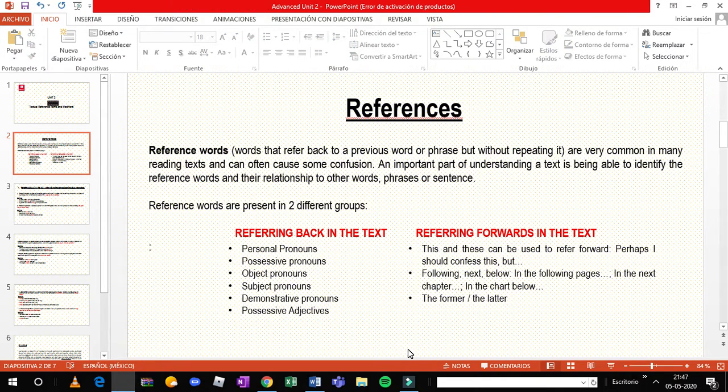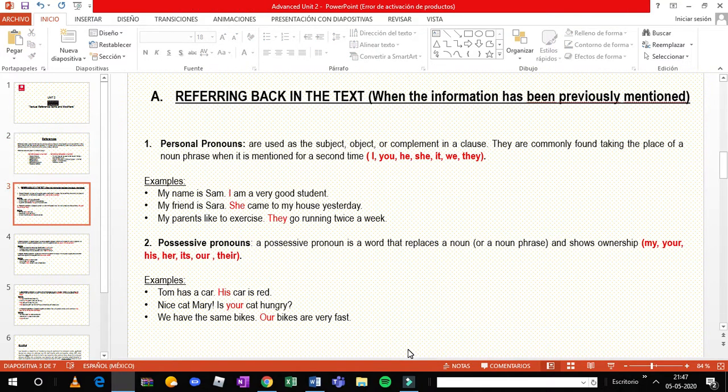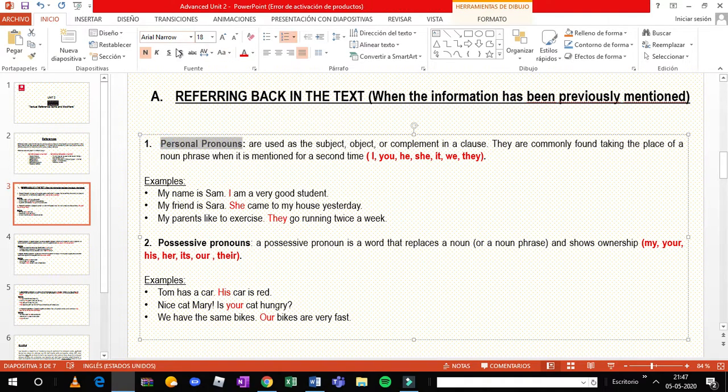Okay? Referring back in the text. What is the meaning of that? When the information has been previously mentioned. Referring back in the text, es decir, cuando nosotros queremos referirnos, cuando hay palabras, ¿cierto? Hay una información que se entrega antes de que estas palabras sean mencionadas. Por ejemplo, partamos con personal pronouns.